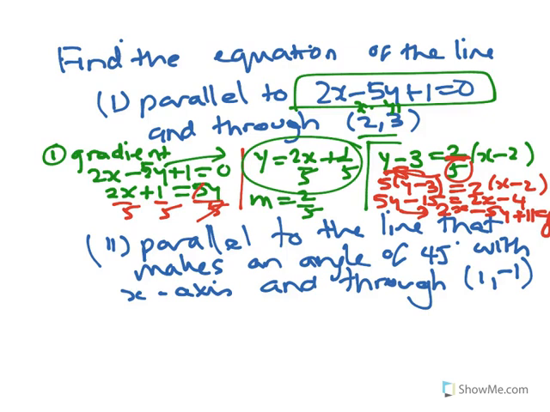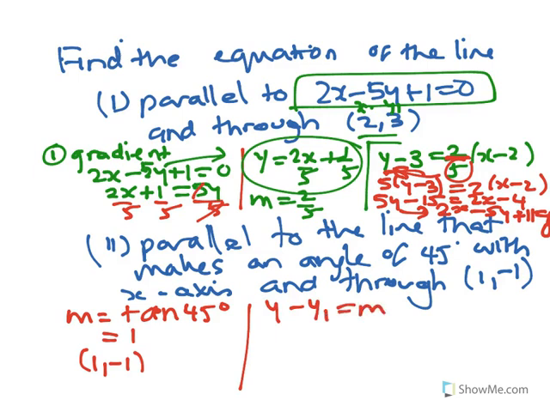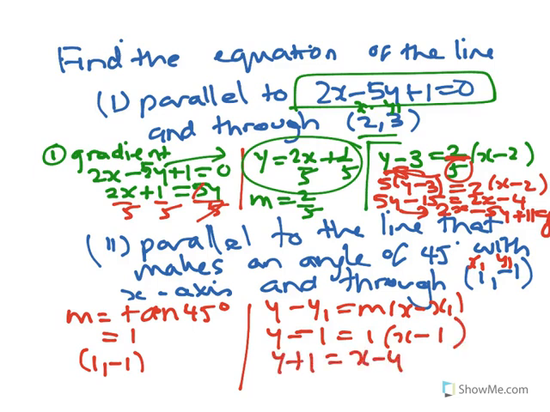Okay, parallel to the line that makes an angle of 45 degrees. So that didn't work, I need to put a tan in there. So you go tan of 45 degrees is 1. So we've got gradient, we have point. We sub it into the equation. This is x1, y1. So it's y minus 1 equals 1 times (x minus 1). So y plus 1 equals x minus 1.